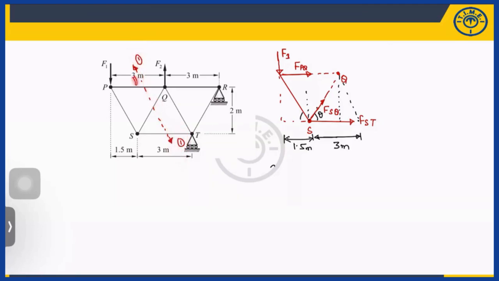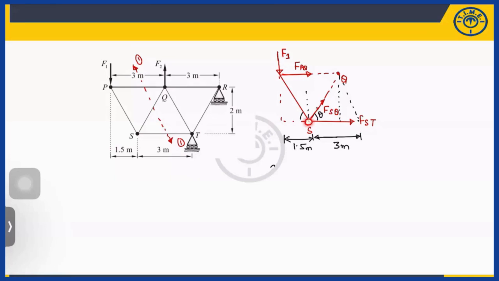Now, if I take this left-hand side portion, what are the forces acting? F1, and this member force is PQ, which is meeting at Q point. And if you cut these three members, one more force will come here, FSQ, and this member is also FST.